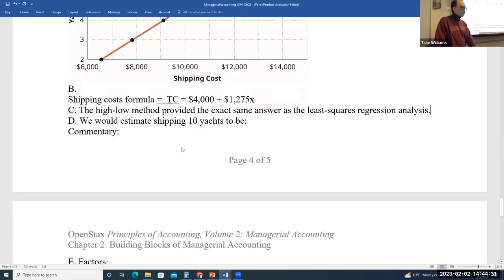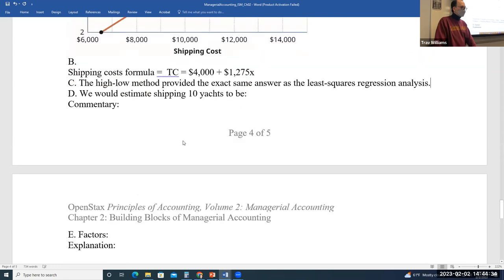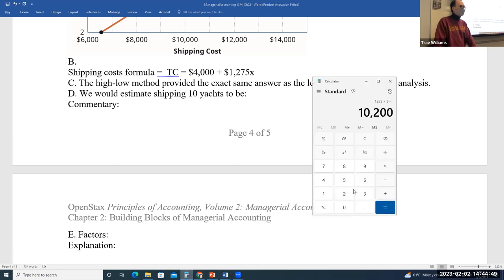Okay. D, we would estimate shipping 10 yachts to be what? How much would it cost? We have our variable cost per unit times 10 units plus fixed costs, 16,750.